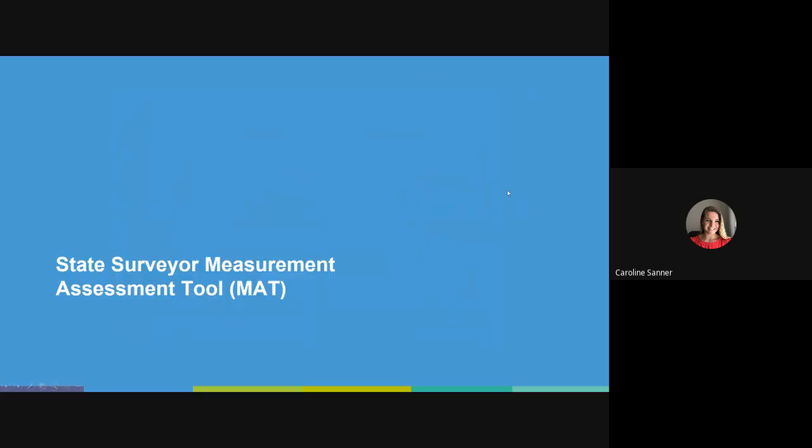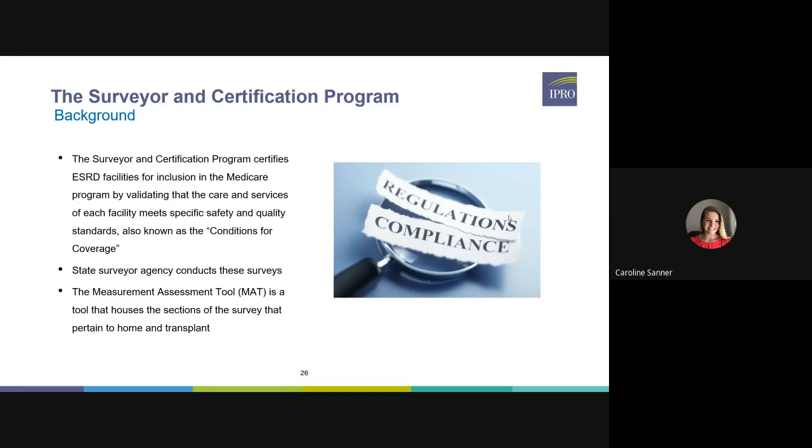All right, so the last section that we're going to talk about is the State Surveyor Measurement Assessment Tool. Let's give you a little bit of a background. The Survey and Certification Program certifies end-stage renal disease facilities for inclusion in the Medicare program. They do this by validating that the care and services of each facility meet specific safety and quality standards, also known as the conditions for coverage. The State Surveyor Agency conducts these surveys. The Measurement Assessment Tool is a tool that houses the sections of the state survey that pertain to home and transplant.